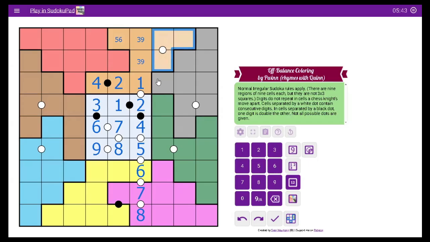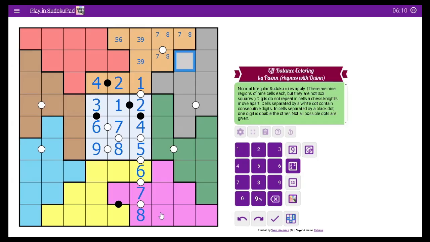We have to put 8 here. We also have to put 7 there. That is for sure. Now we need to put 6s too. Let me see something.